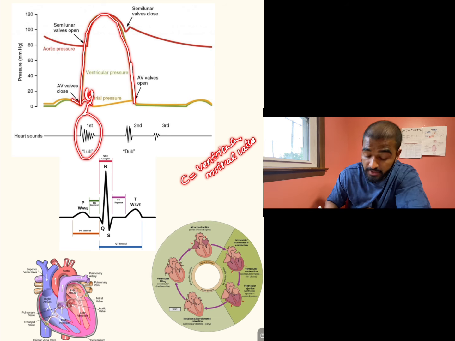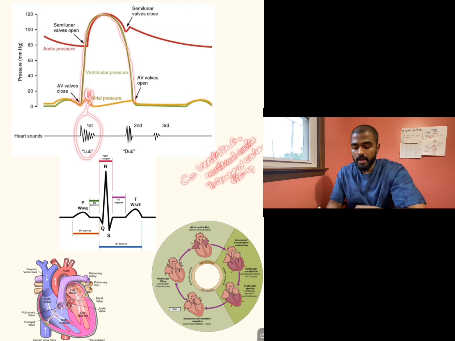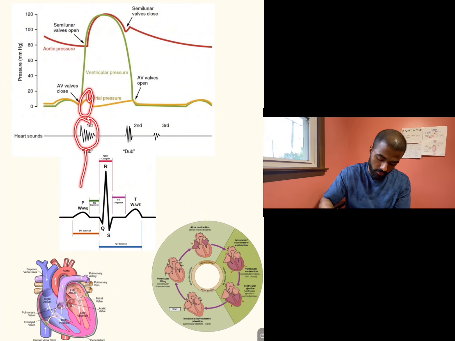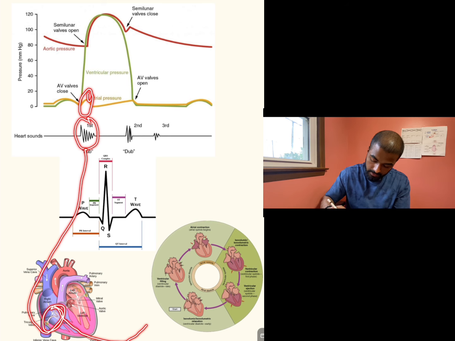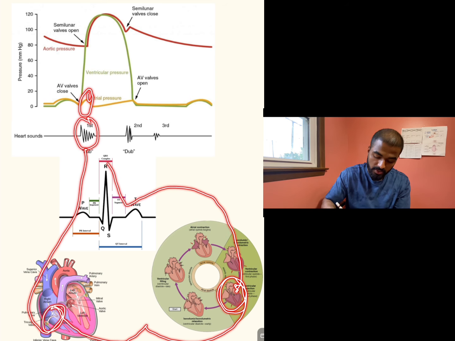Sorry, my bad. Mitral valve is on the left side. It's going to be tricuspid valve. Tricuspid valve closing. So the C wave is going to be ventricular contraction, tricuspid valve closing right here, and ventricular contraction of the cardiac cycle. And it's going to represent the QRS complex on the EKG.